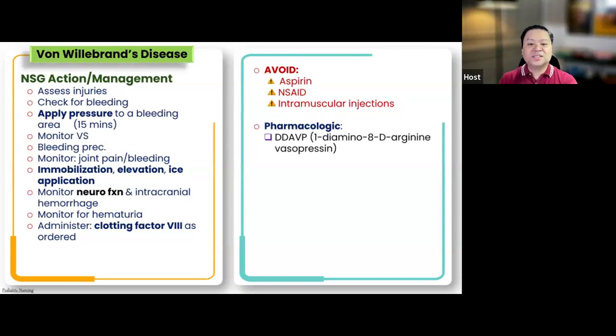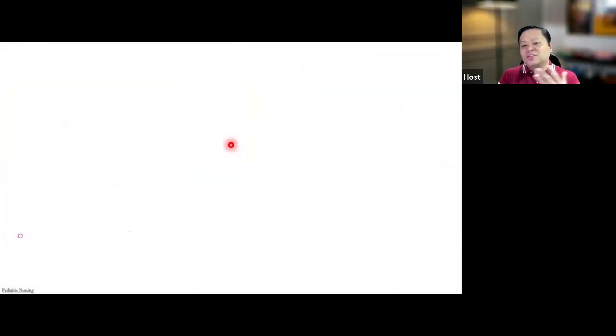This is going to be the treatment of choice for type 1. However, it is less effective in patients with type 2, and it is going to be ineffective in type 3 von Willebrand's disease. Okay. Now let's go into the next topic, which is quite interesting.